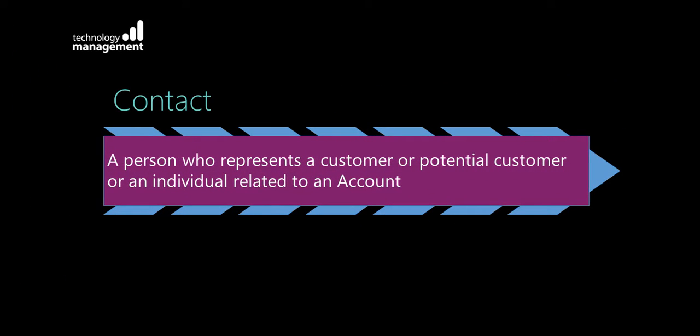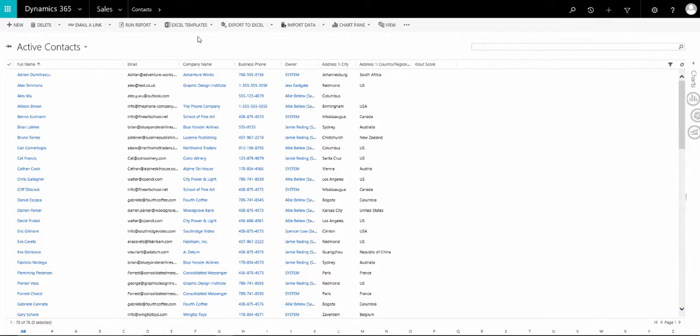A contact can be either a customer or a potential customer, or they can be someone related to an account. Okay, so here we are on our view of active contacts. You can see here that a lot of the contacts we have are related to an account, i.e. they're employees of that account. However, you can also see that we have Alex Wu, who isn't related to an account, which makes her a customer in her own right.